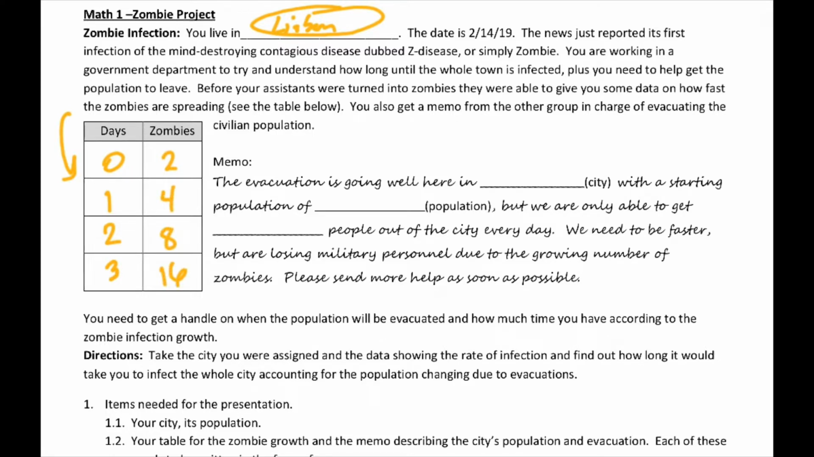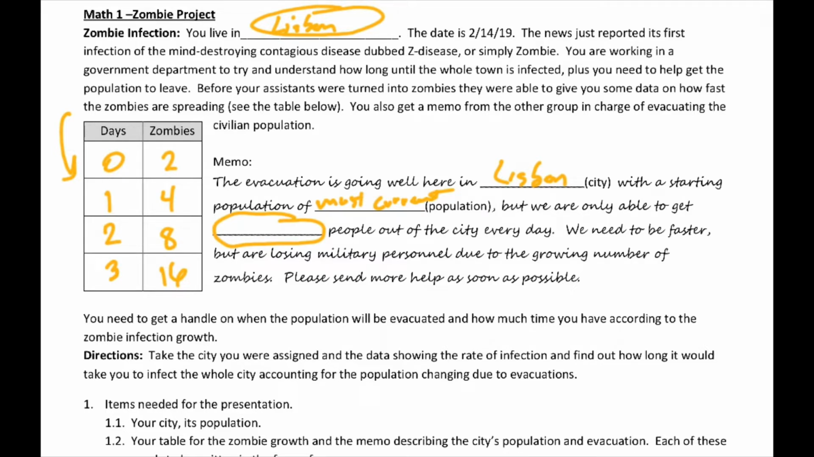Okay, you will also get a memo from the other group in charge of evacuating the civilian population. Okay, so the evacuation is going well here in your city with a starting population of, okay, you need to find the most current population you can of your city. But we are only able to get out a certain amount of people out of the city every day. This is another number you need to come talk to me about, so that we can make sure it's not too big or too little. We need to be faster but are losing military personnel due to the growing number of zombies. Please send more help as soon as possible.